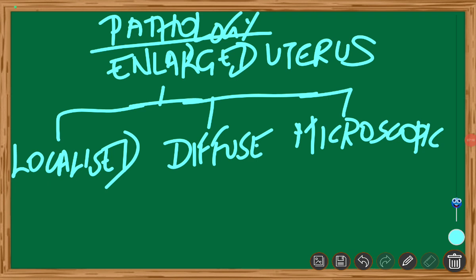The pathology of CA endometrium is basically uterine enlargement. The uterus may be enlarged due to myohyperplasia or pyometra. The enlargement can be localized, diffuse, or microscopic. If localized, it will be sessile or pedunculated, and the usual site is the fundus. Myometrial involvement will be late. If diffuse, it spreads through the endometrium to invade the myometrium and it may reach the serosa.